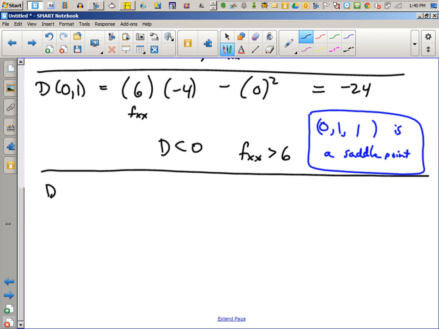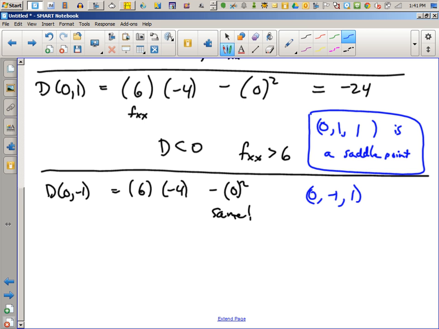Okay, and then I tried (0, negative 1). This time I got 6 times negative 4 minus 0 squared again. So exact same result. This is the same as the last one I did. So my conclusion is that (0, negative 1), and the z-coordinate turns out to be 1, is also a saddle point. Saddle point is 2 words, by the way, not 1, sorry.